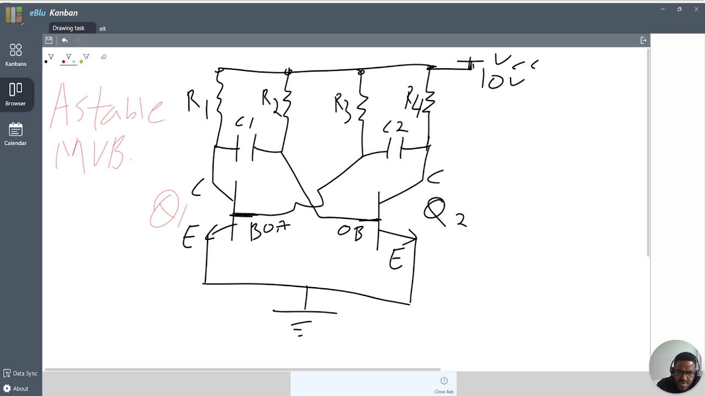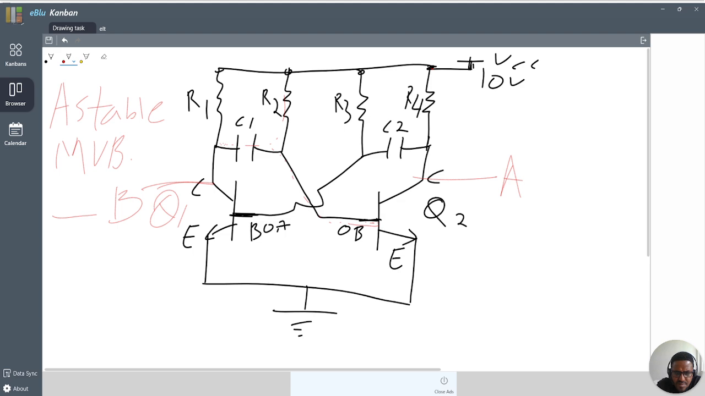After some time, this becomes our output, let's say this becomes B and this becomes A terminal. From the B terminal we get high. After a short time this capacitor becomes charged, then that charge is given to the base of Q2.